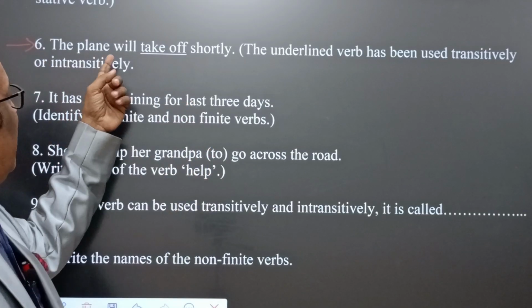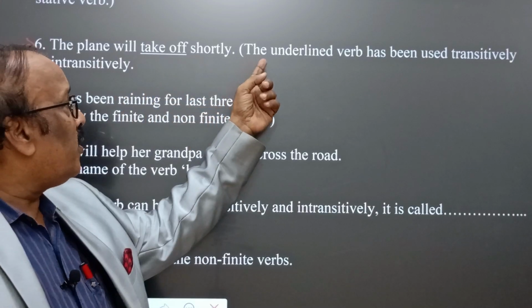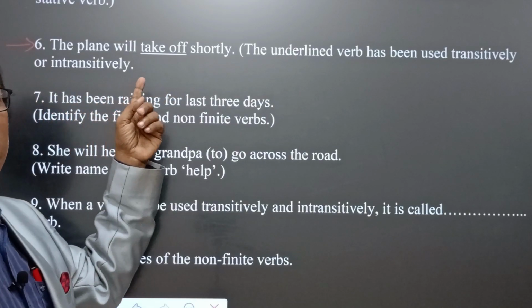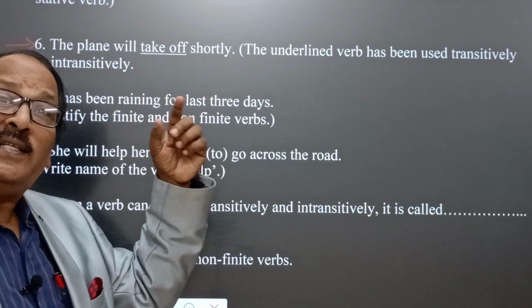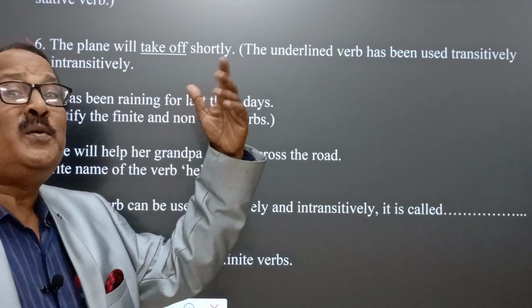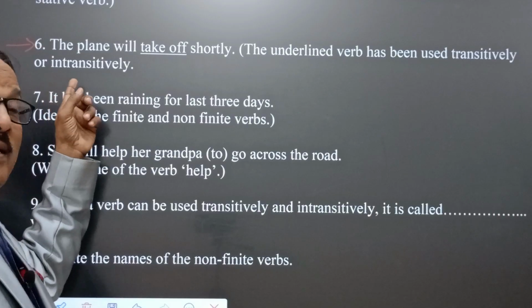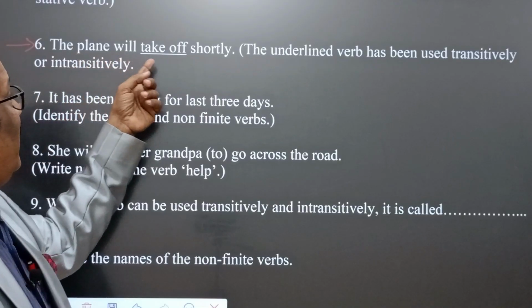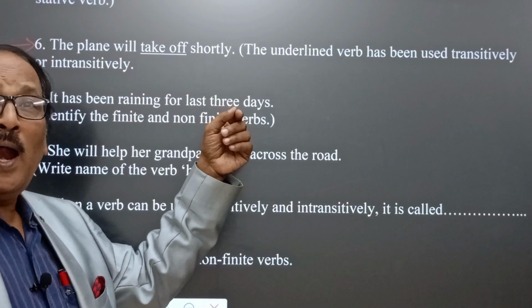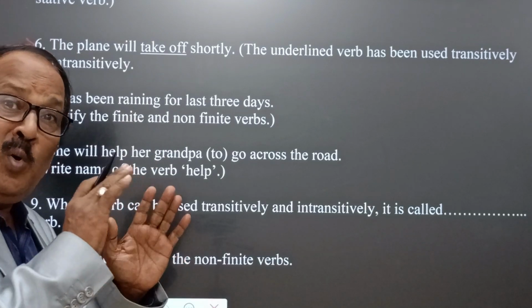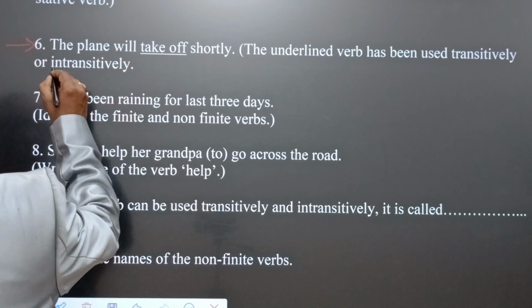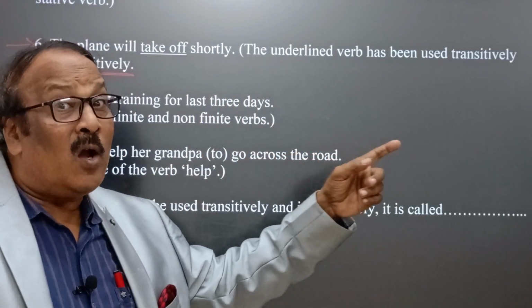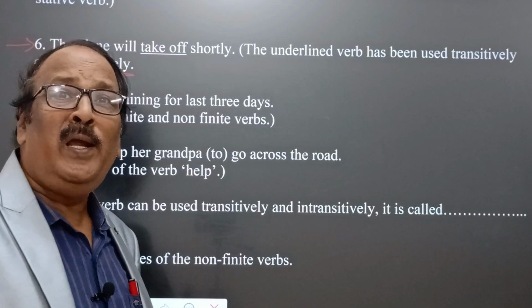Question number 6. The plane will take off shortly. Instruction is here. Say whether the underlined verb has been used transitively or intransitively. As we know, a transitive verb usually takes an object and an intransitive verb doesn't take any object. Okay, the plane will take off shortly. Shortly is the adverb here. Therefore, it is proved that take off has been used intransitively as there is no object. But take off your shoes before entering my room.